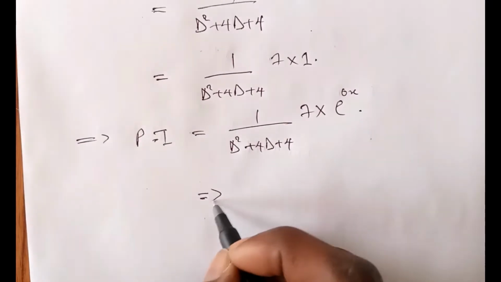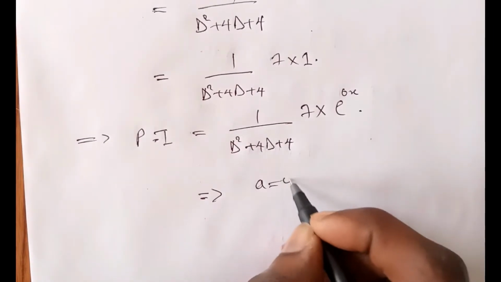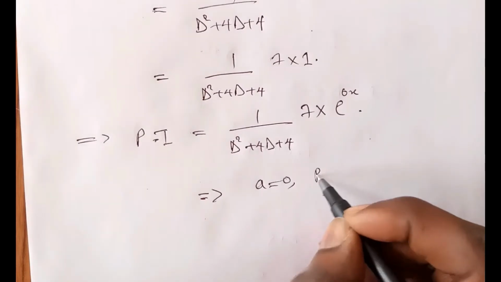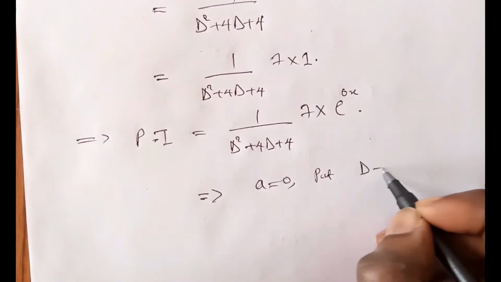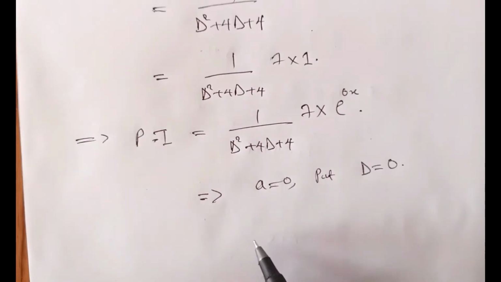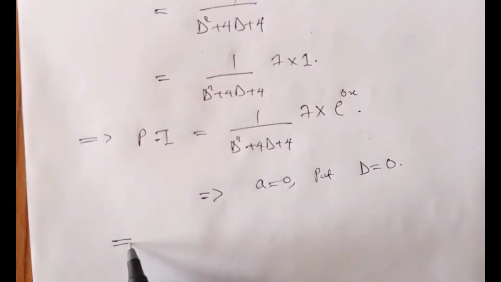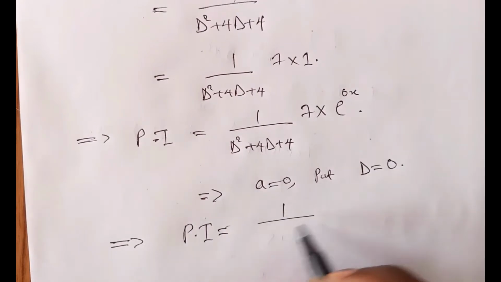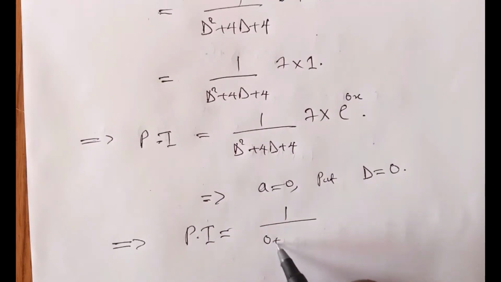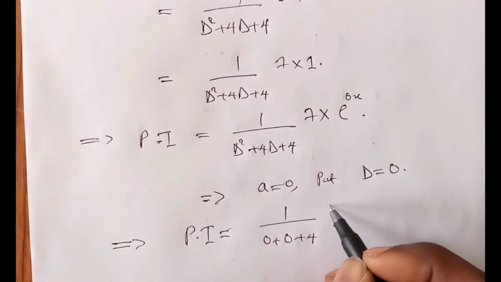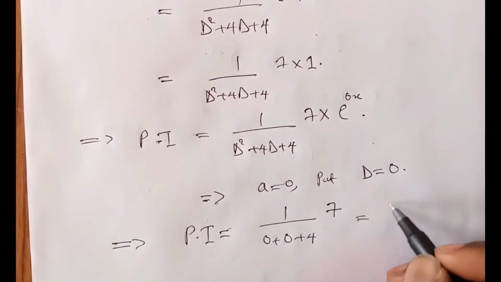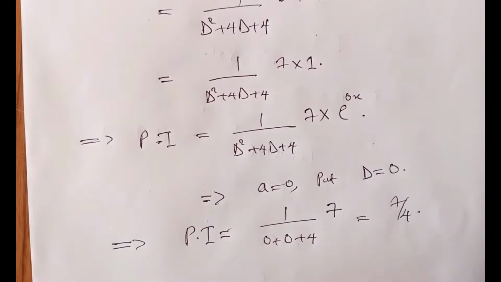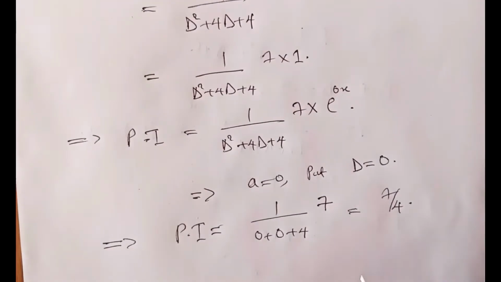So here that implies that a is equal to 0. So now we put D equal to 0 and simplify, then the particular integral will be 1 all over 0 squared plus 4 times 0 plus 4, then multiplied by 7, and this is 7 over 4, which is the particular integral for this non-homogeneous differential equation.